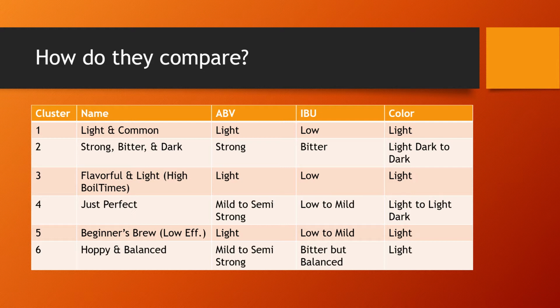Cluster number 5 is all over the place. The only difference between this cluster and the rest of the clusters is the fact that it has low efficiency. Extract method is quite common in this cluster, and this is why I call this the beginner's brew. Cluster number 6 is hoppy and balanced, mild to semi-strong in terms of alcohol, bitter but balanced in terms of bitterness, and light in color. This is by far my favorite cluster. This one and number 4.